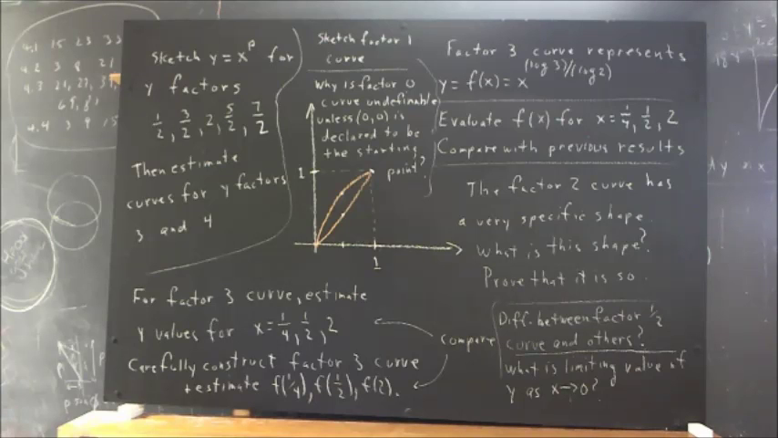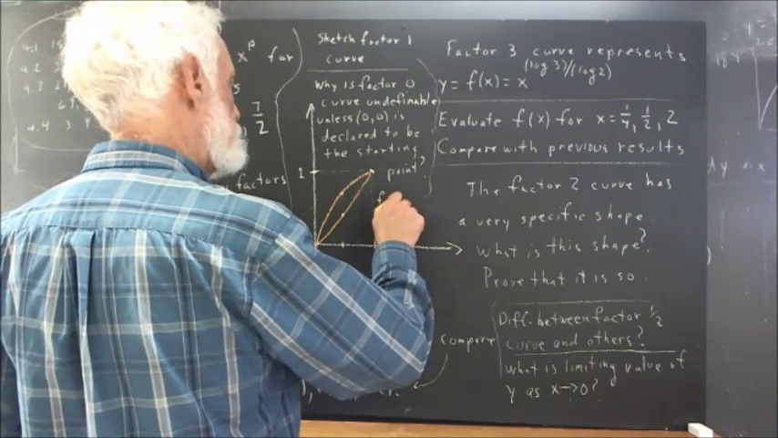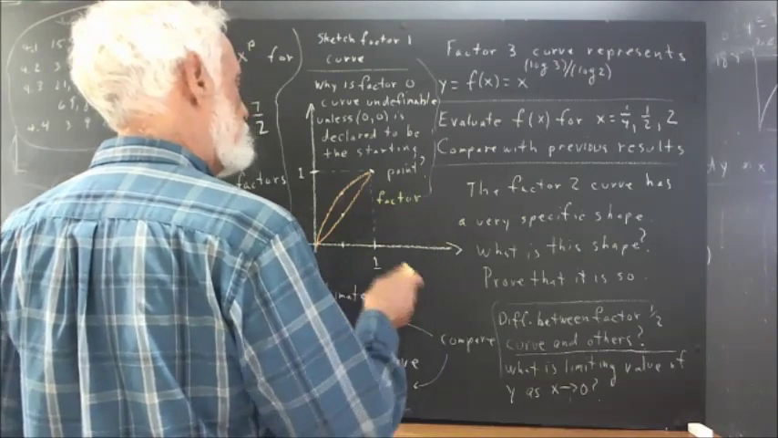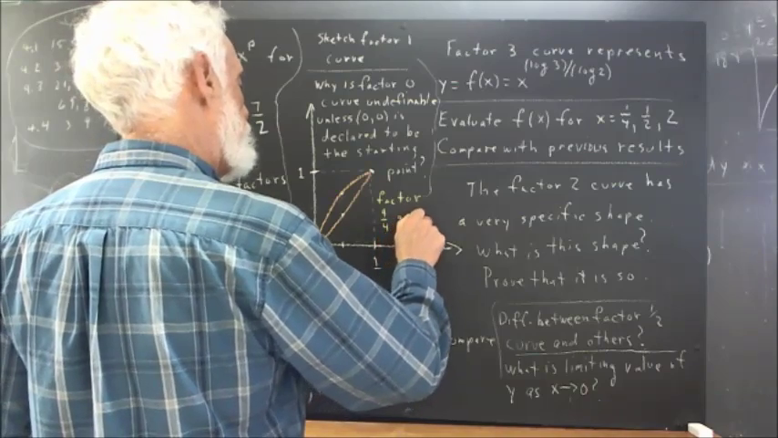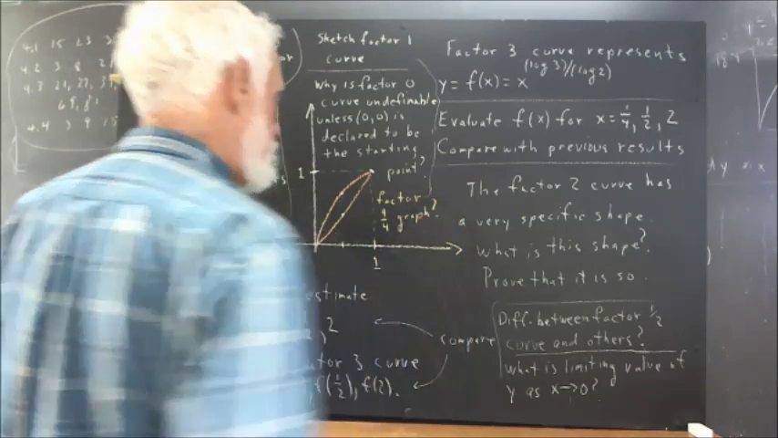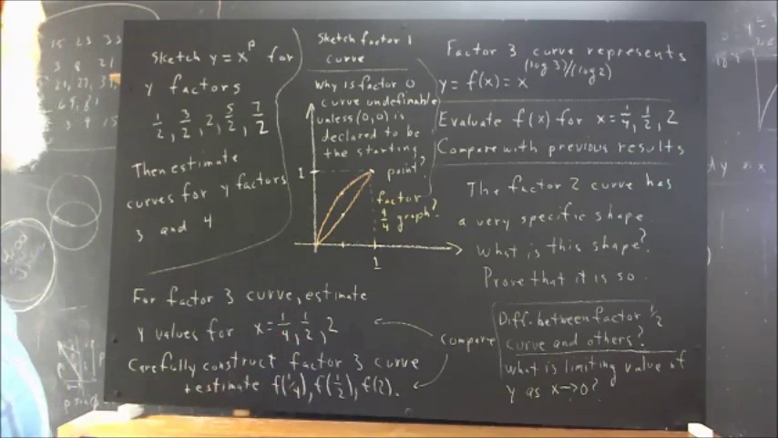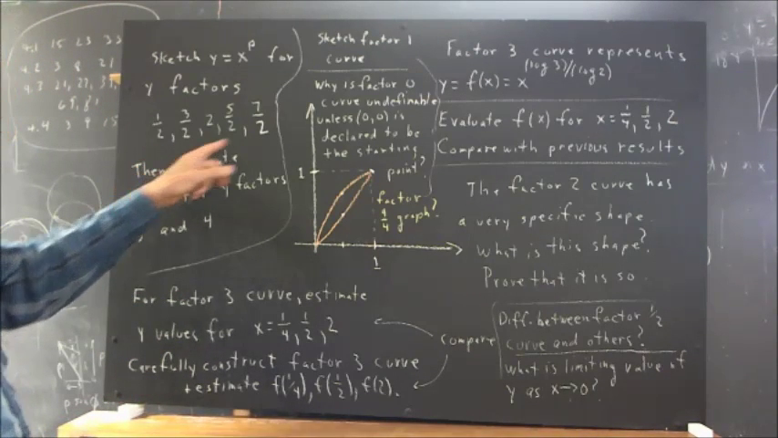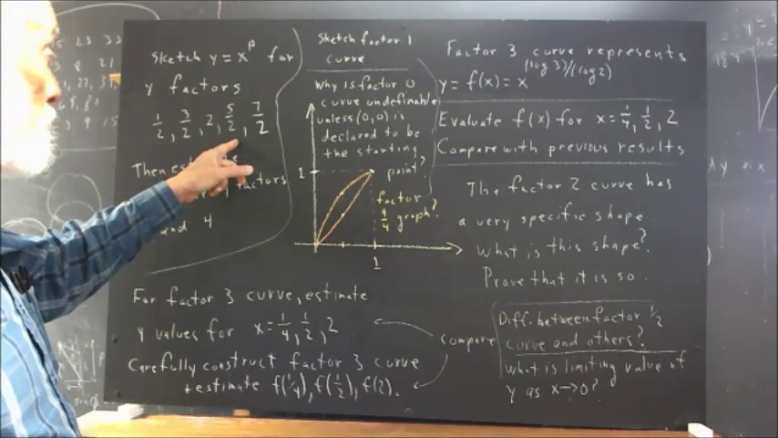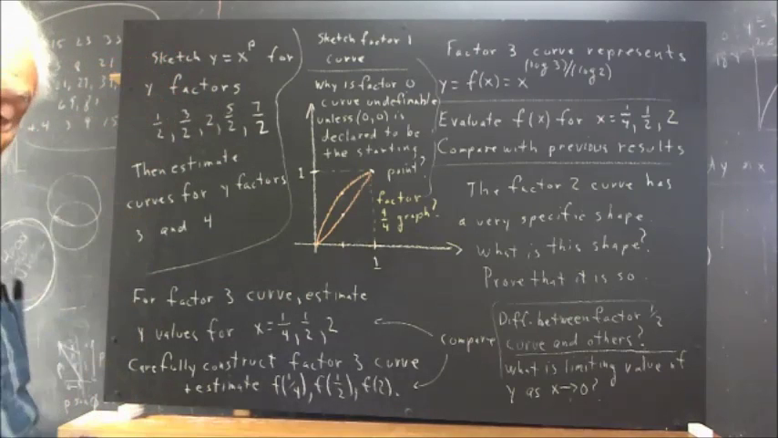Now, let me just pose a question here. Where would the factor 9/4 graph lie? Well, 9/4 is 2 1/4. Okay? 2 1/4 lies between 3/2, which is 1 1/2, and 5/2, which is 2 1/2. And 2 1/4 is closer to 5/2 than it is to 3/2.